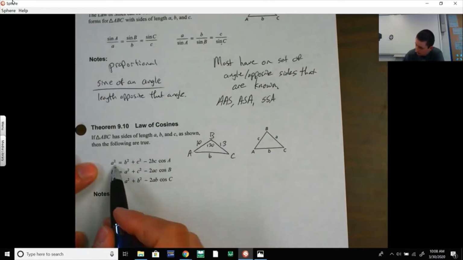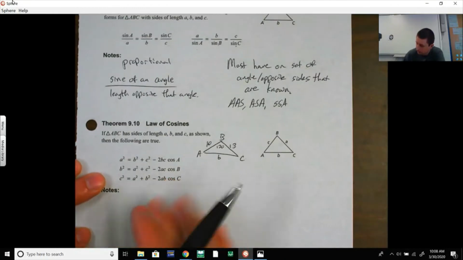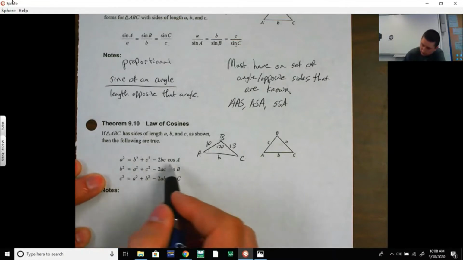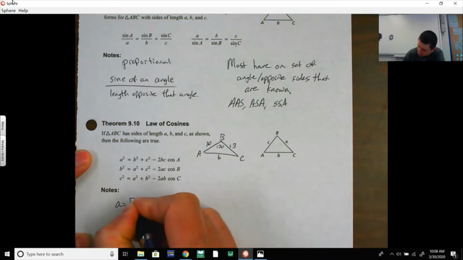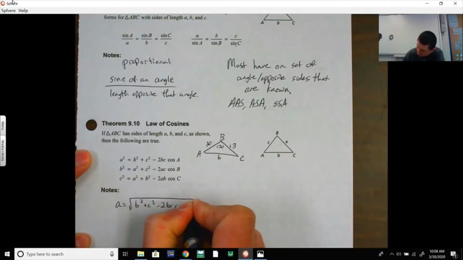Okay, so here's the law of cosines. It looks very similar to the Pythagorean theorem. Notice there's one more step that has to be done, and that is you have to square root all of that. So A is actually the square root of B squared plus C squared minus 2BC cosine A. Look at that length of one. It's easier than it looks.